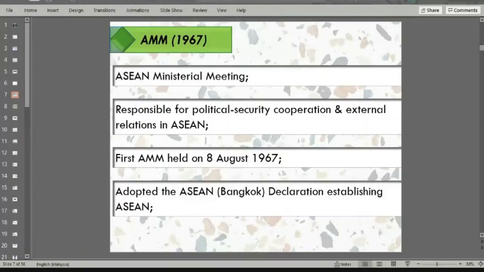In other words, the AMM is one of the very first mechanisms in ASEAN, because during the first AMM, the foreign ministers signed the Bangkok Declaration, which resulted in the official creation of ASEAN itself. So even before ASEAN was officially established on 8 August 1967, there was already the ASEAN Ministerial Meeting to have the signing of the ASEAN Declaration. That's why it's one of the very first, or the earliest, mechanisms of political cooperation among the original 5 ASEAN member countries.